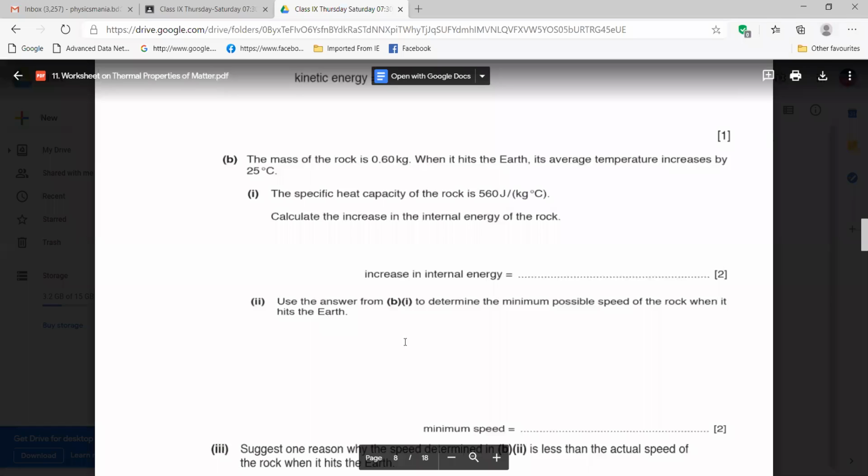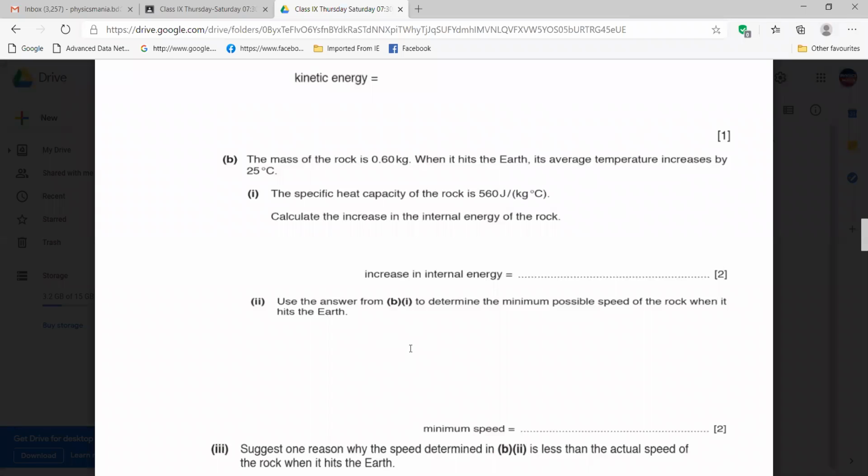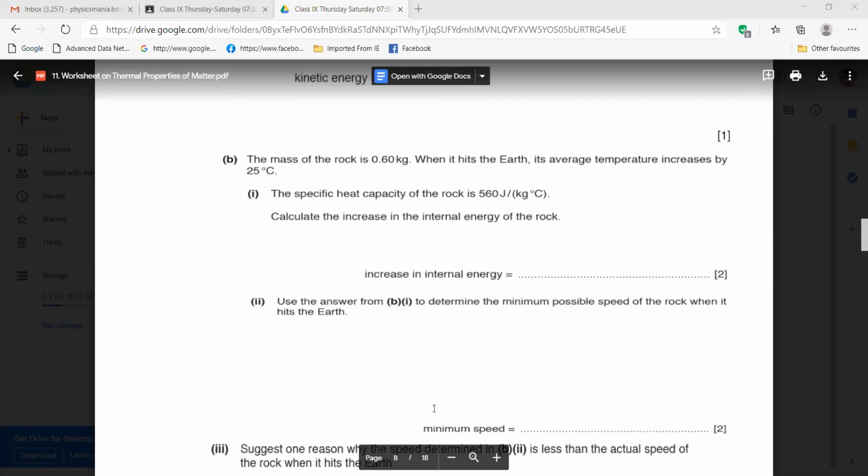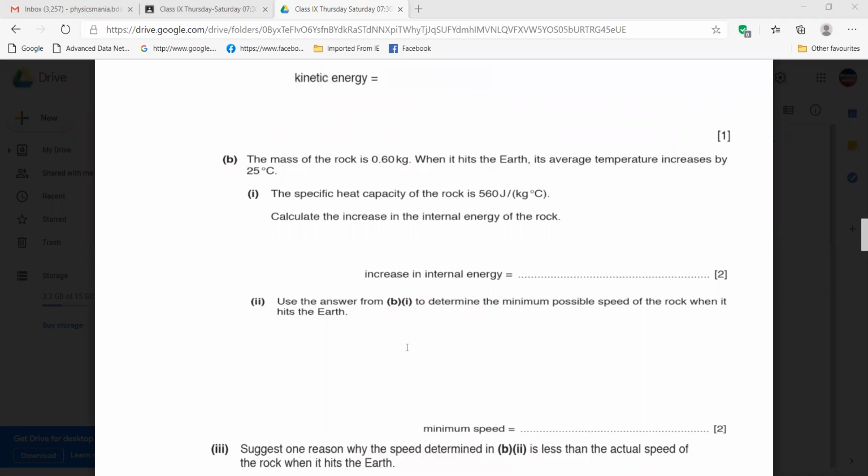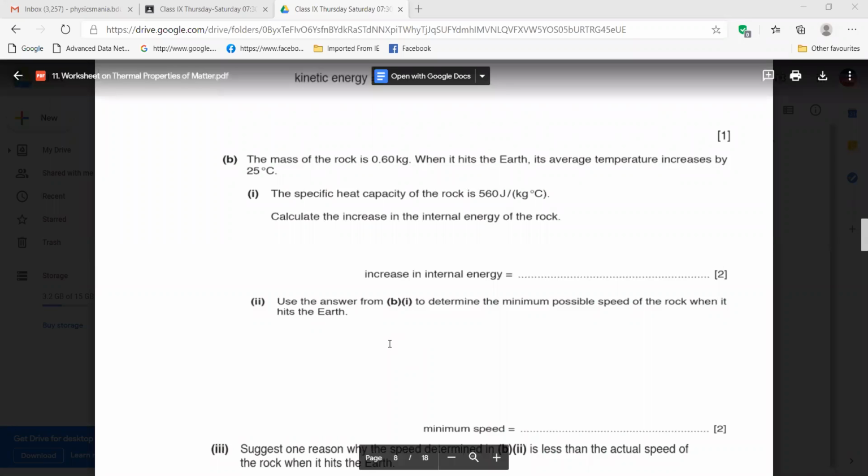Farabi, hello Farabi. Sir, v the subject? Yeah, v is the subject. So what will be the formula? You write the formula first. KE equals half mv squared. Then rearrange. Otherwise, you will not understand.